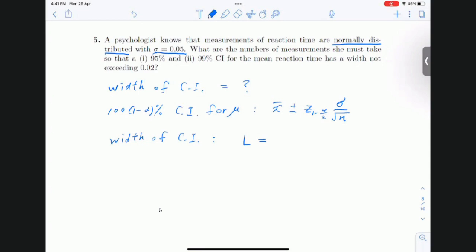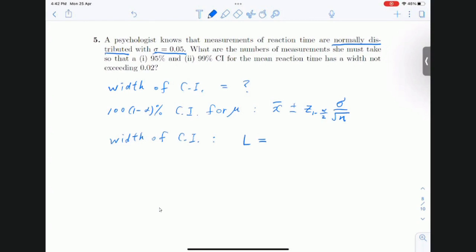In this question, we are asked not to find the confidence interval. We are asked to find the number of measurements we need to take such that the confidence interval is not too wide, with the width not exceeding 0.02. So it is a requirement we put on the confidence interval. We want the confidence interval to have a width no greater than 0.02, from which we determine the sample size. Because it involves the confidence interval, first of all, we need to identify which confidence interval formula we need to use.